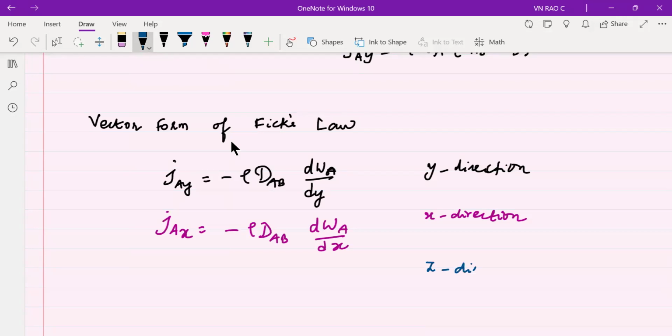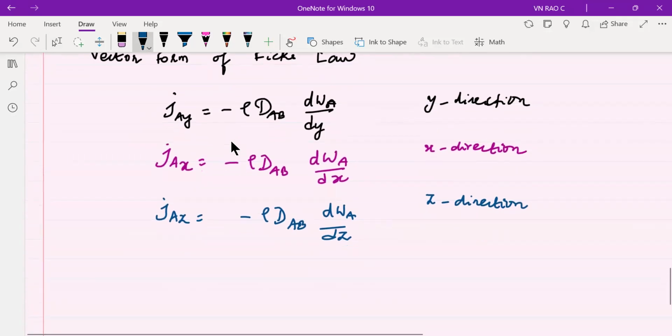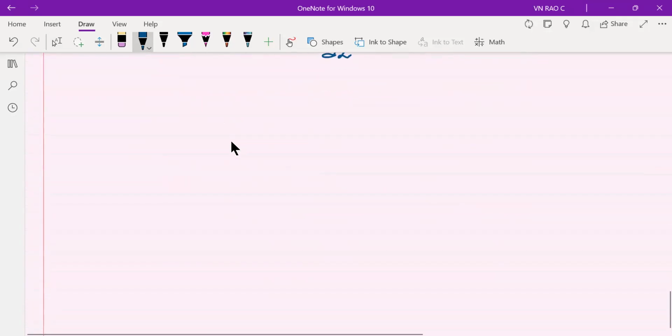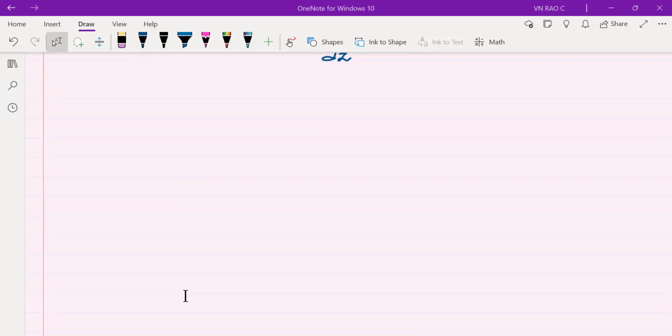Another one we have in the Z direction. That is again written as J_A,z is equal to minus rho D_AB dW_A by dz. Now combining all these three equations, we will get the flux, or the vector form of what we call J. So what is that we have to see?